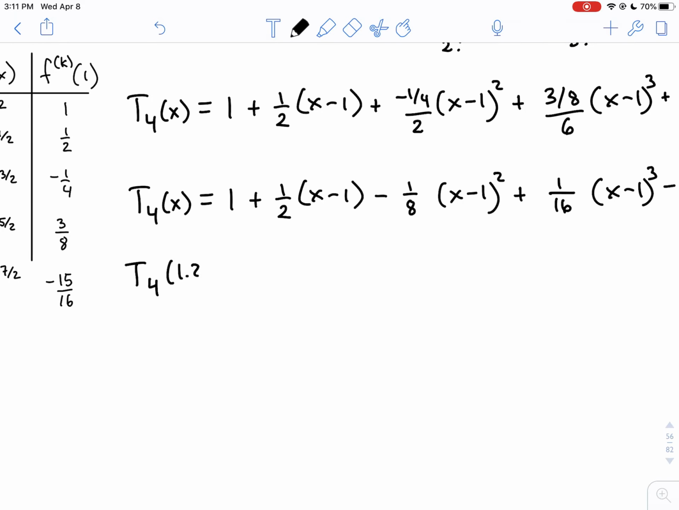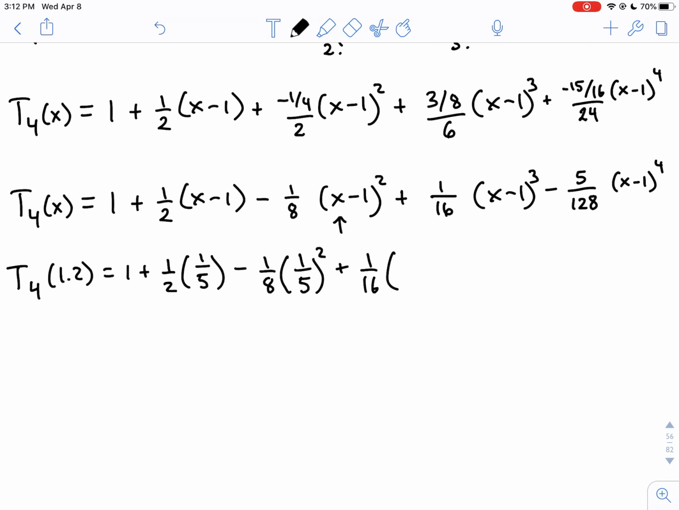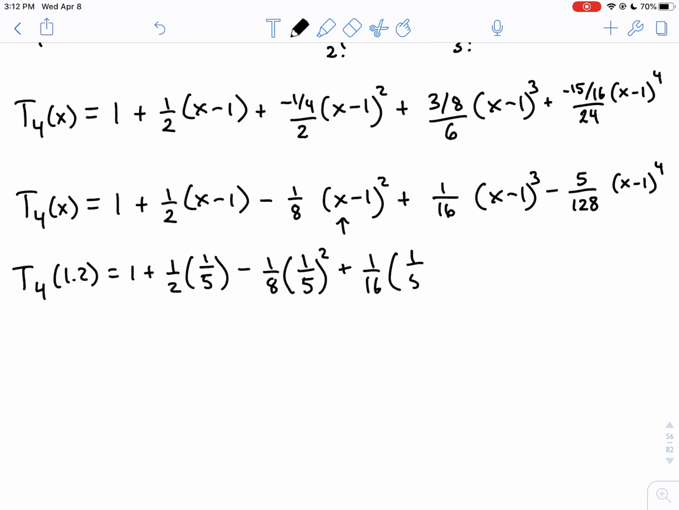Plug in t sub 4 of 1.2. It would look like 1 plus 1/2. Plug in a 1.2 for this x, subtract 1, you get just 0.2, and 0.2 is 2/10 or 1/5. Minus 1/8. Plug in 1.2 for this x, subtract 1, that gives you 0.2, that's 1/5, and that's going to be squared. Plus 1/16 times, you're starting to see a pattern, this is just going to be 1/5 cubed. And then finally minus 5/128 times 1/5 to the fourth.